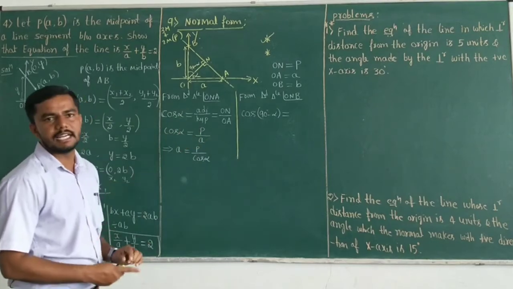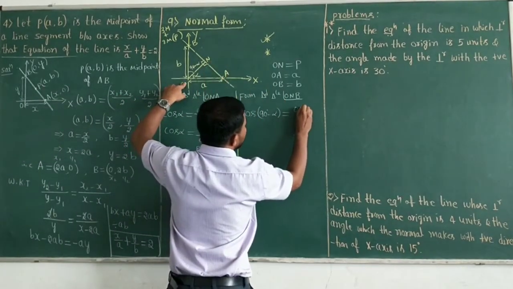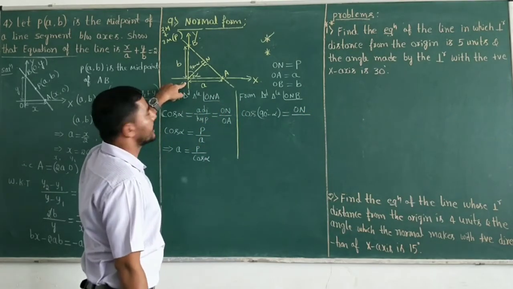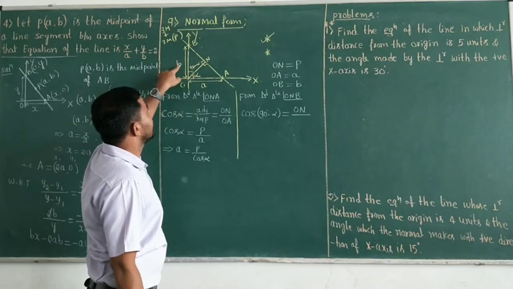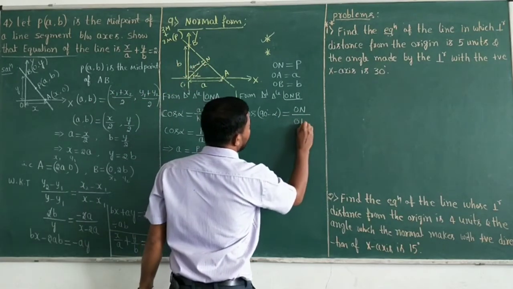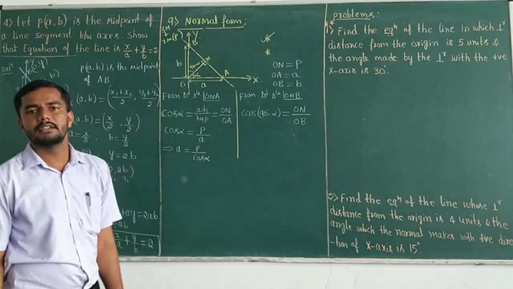What is adjacent here? So adjacent is the same. ON is the adjacent, so ON divided by the hypotenuse. Opposite to 90 degree is nothing but OB. OB is the hypotenuse. So what is cos 90 minus theta?